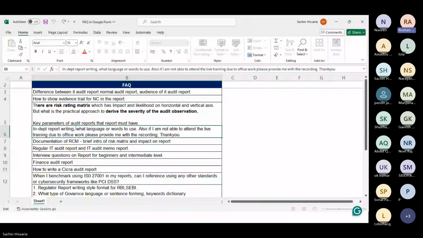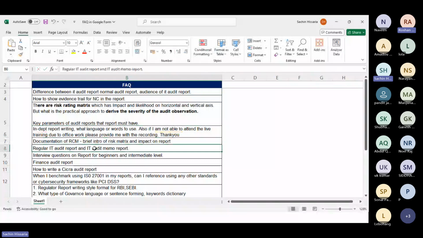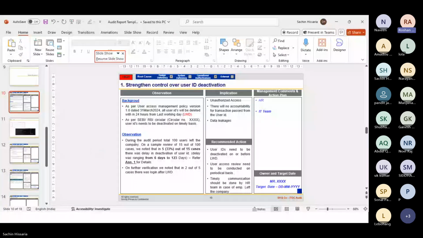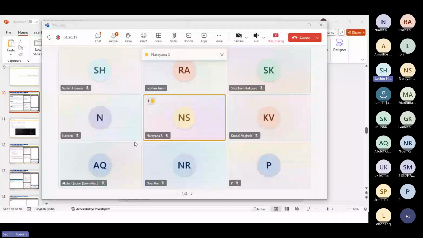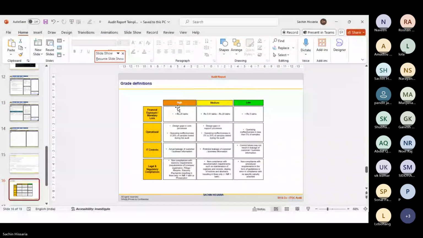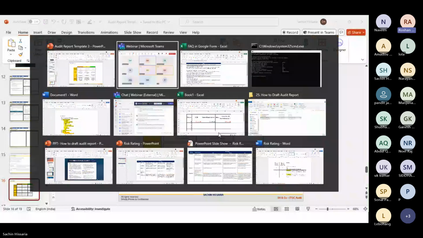Sachin, in risk rating metrics, as you said, high, medium, and low. But in some standards I've seen, they are using likelihood and impact. They use 5 by 5 metrics. So how to rate in that situation? Here also, for example, we have used one of the metrics only, high, medium, and low. Some organizations use unlikely, likely, or very low, like that.